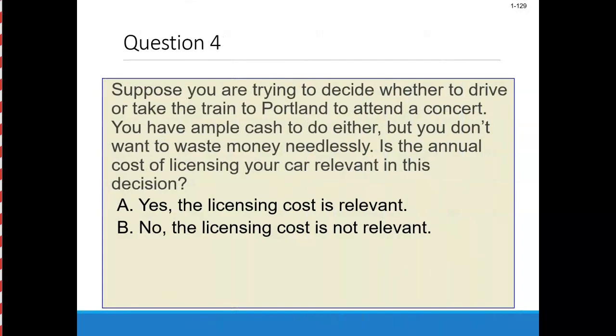Suppose you're trying to decide whether to drive or take the train to Portland to attend a concert. You have ample cash. You don't want to waste money. Is the annual cost of licensing your car relevant? No. You're going to have that no matter what. Correct? It's not relevant in making this decision.